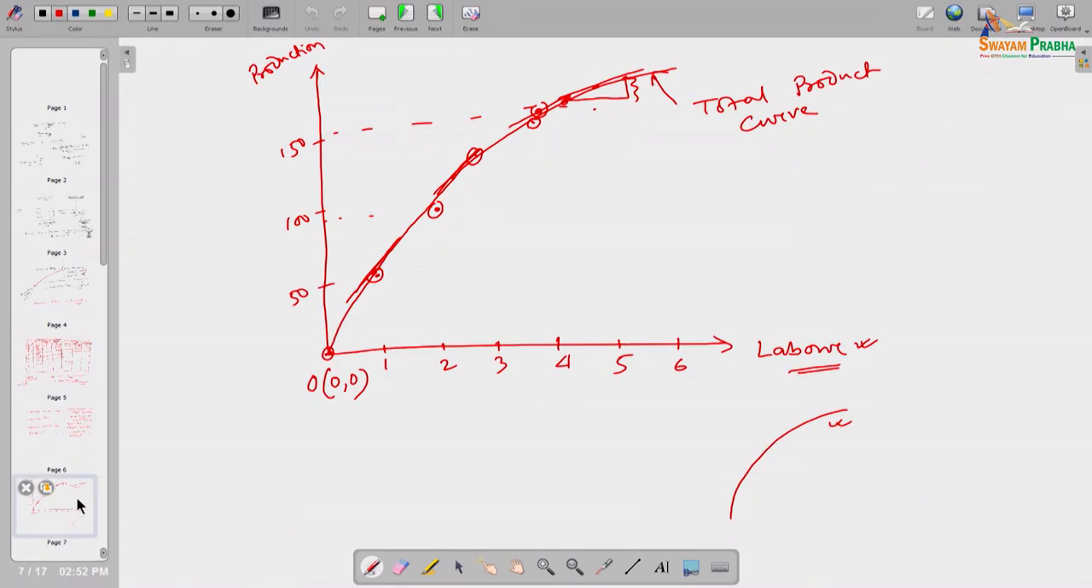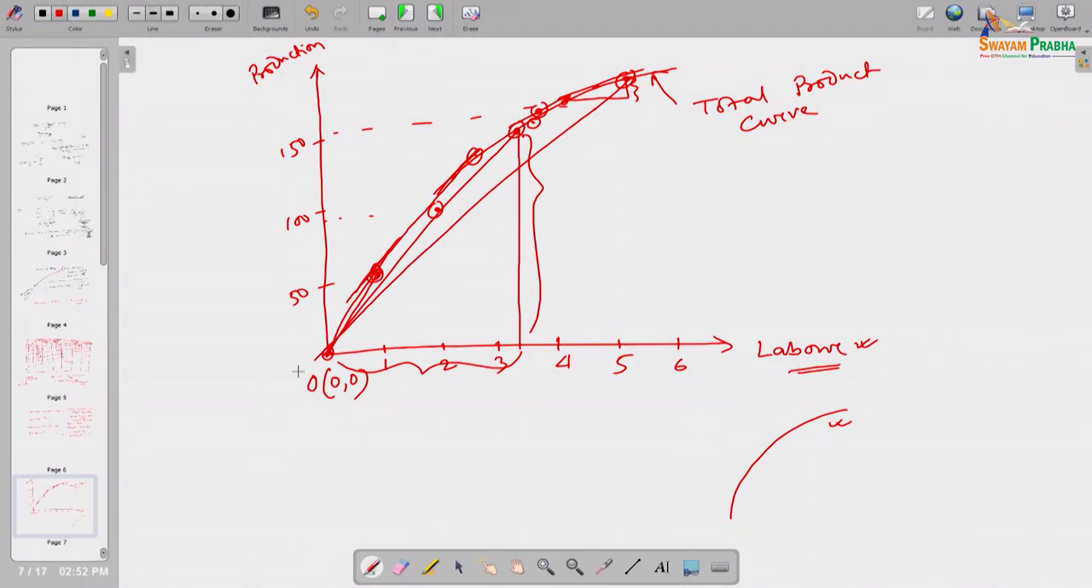So, definitely if we have a diagram, at this point average product is the slope of this line, at this point average product is the slope of this line. Why slope? Because this much is the total output and that much is your amount of variable input. So, definitely the slope of that line. At this point, average output is the slope of that line, and so on.